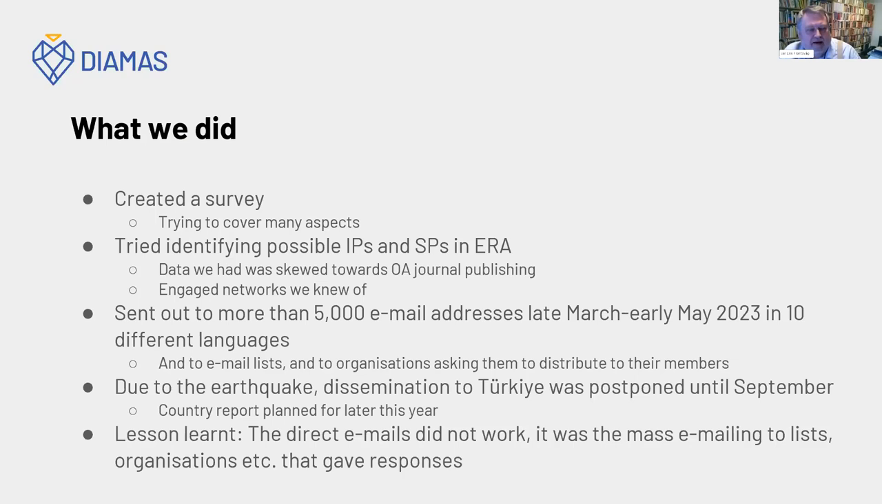In order to contact them, as most of us come from open access publishing and Diamond open access publishing, the data we knew were skewed towards open access journals publishing, but we engaged all the networks we knew. We sent out more than 5,000 emails from late March to early May in 10 different languages, and we also sent emails to email lists asking organizations to distribute these emails to their members, etc.